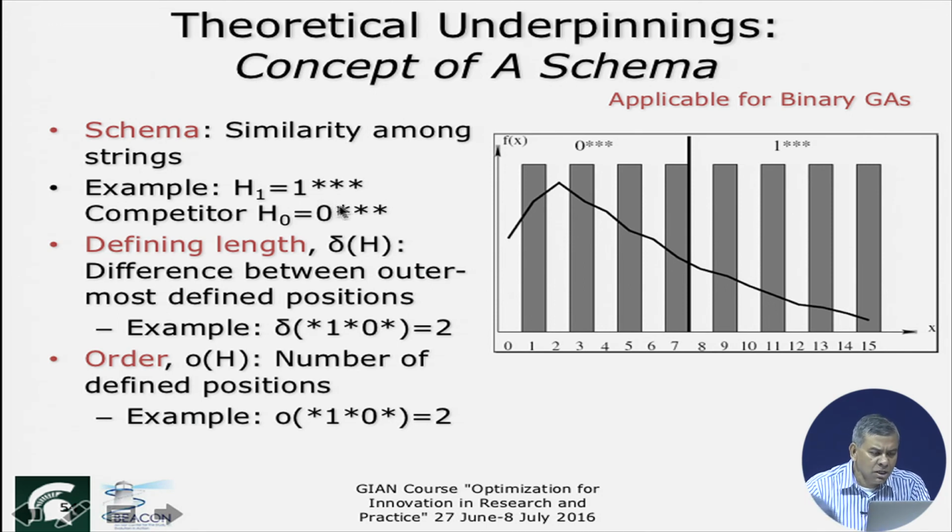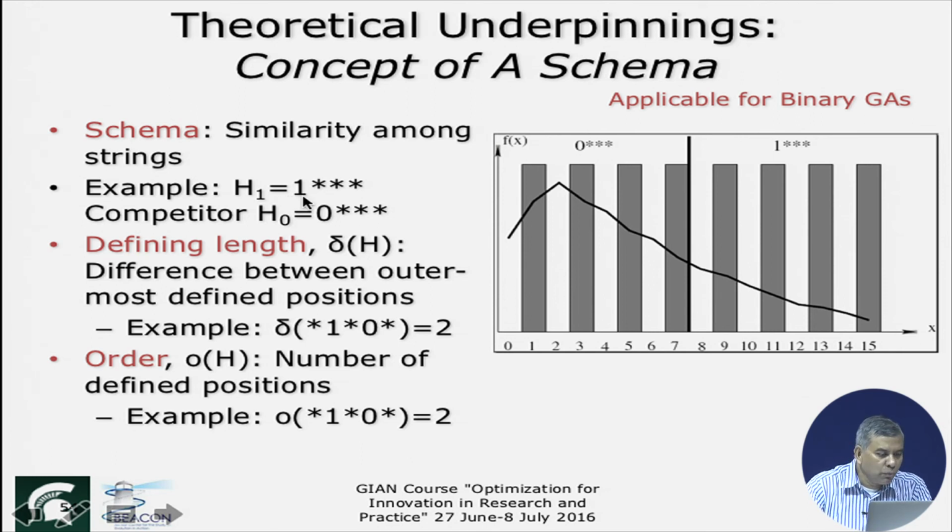Now let's see what those 8 solutions, or decoded values, the first schema represents. Can someone tell me? The most significant bit is 1, and I told you that there will be 8 strings that this schema represents. 8 strings means 8 decoded values. So what are these decoded values? 8 to 15, right? All these 8 solutions, 8 to 15, are represented by 1 star star star. So now you have a way to see that a schema represents not one string, but a class, a set of strings.